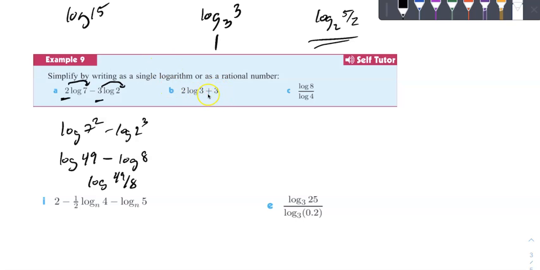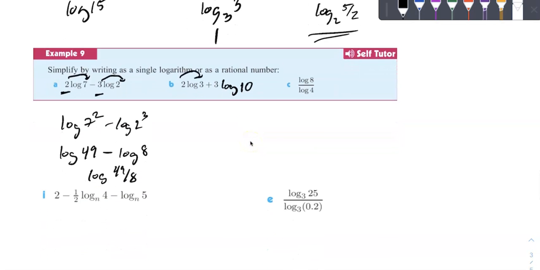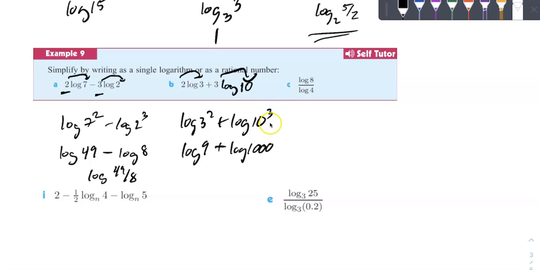Next one, here's that rule again, right? How do I combine these two? Well, I could rewrite this as log. Now notice there's no base. When there's no base, it means it's base 10. So log of 10, because then the base is 10 and that's 10, so it's 1 together. Bring these powers up. I get log 3 squared plus log 10 cubed. This is log 9 plus log of 10 cubed. Anything of 10 to a power is just how many zeros it has, so 1,000. And plus means multiply, so log of 9,000.